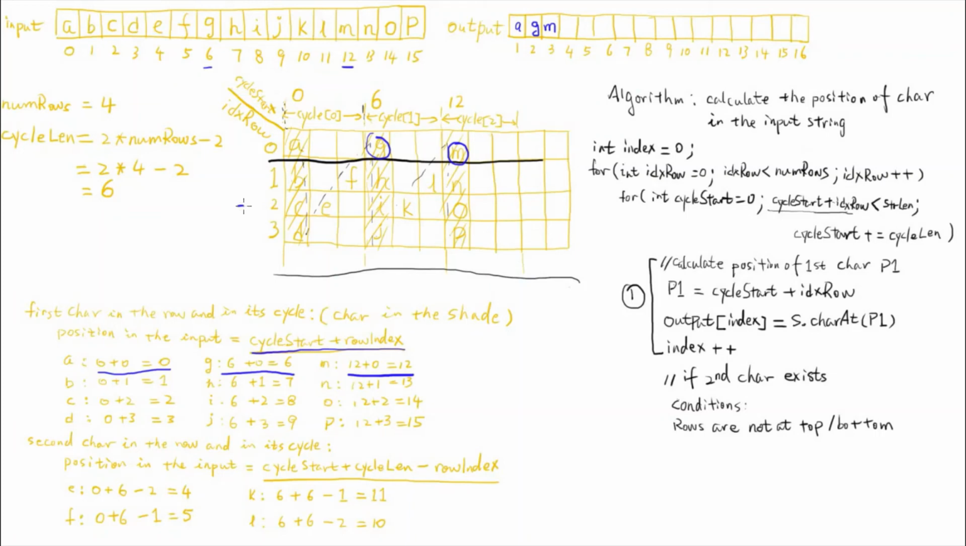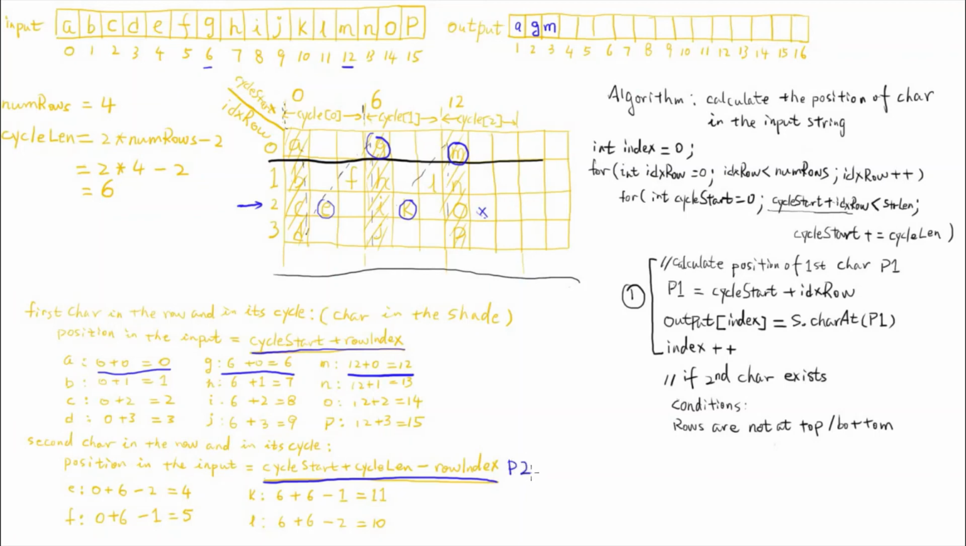Let's look at the row 2. In the first cycle, the cycle 0, it has a second character E. And in the cycle 1, it has a second character K. And in the cycle 2, it doesn't have a character. If we calculate the position for the second character, the position will be outside of the string length of our input string. So we have to compare the position we get with the length of the input string. The formula to calculate the position of the second character is this one.